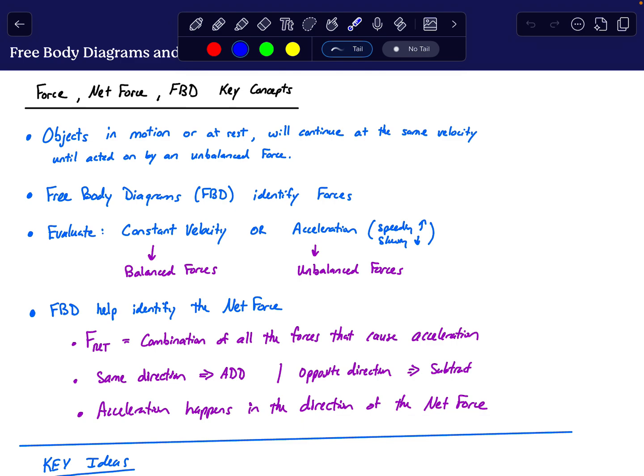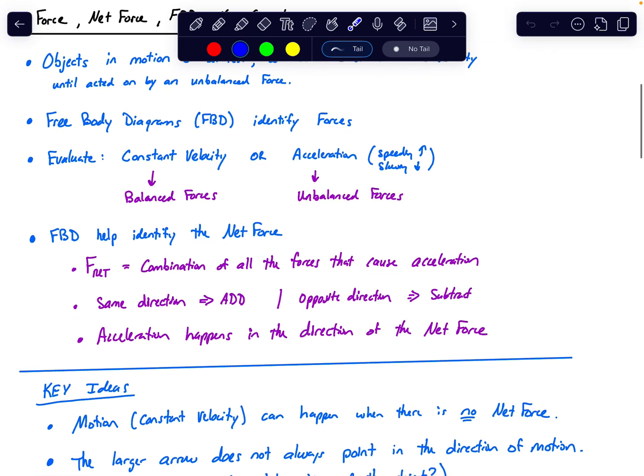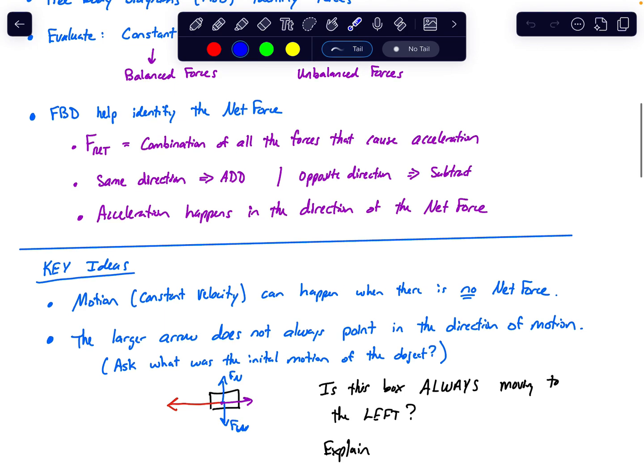All right, how does this play out when we look at a problem or an example in class? One of the things I'm going to encourage you to do is some careful reading. For example, constant motion or constant velocity can happen when there is no net force. So an object in motion will already stay in motion. Also, when we're carefully reading things, the size of the arrow does not always tell us which direction the motion is going. Just because I look at this picture and I see the red arrow is larger, that doesn't mean the box is always moving to the left.